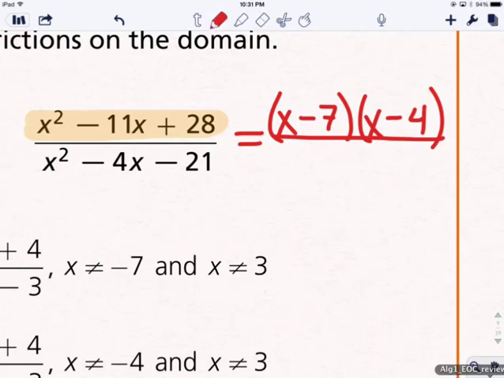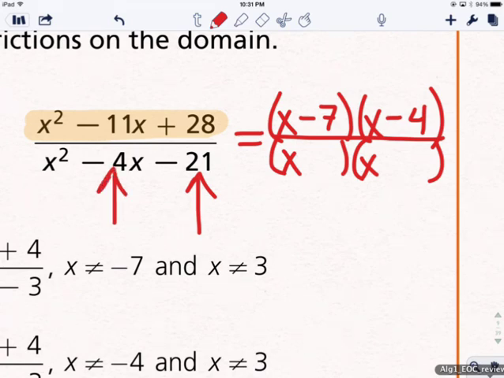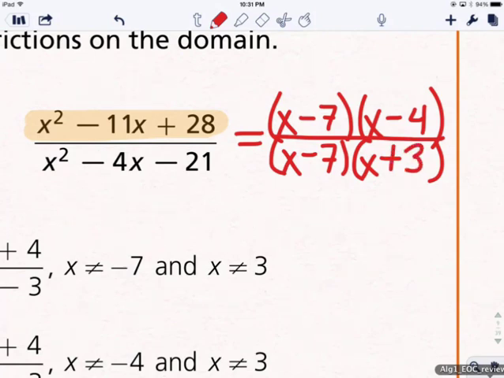Now let's factor the bottom. Again, we can use the shortcut. So x and x. Now what two numbers multiply to equal negative 21 and add to equal negative 4? Let's see. Negative 7, positive 3. Does that work? Negative 7 and positive 3. Yeah, that works. All right, double check me on it.